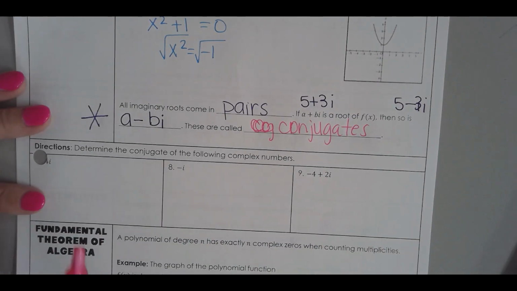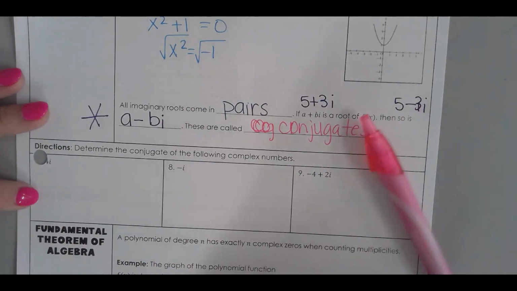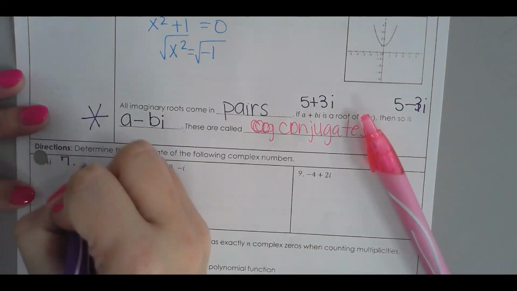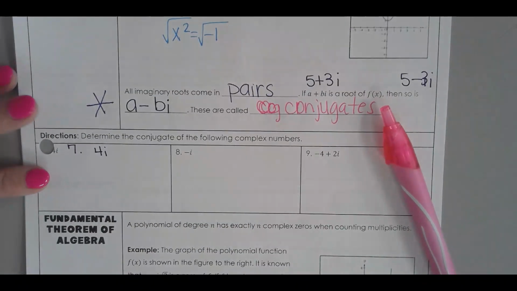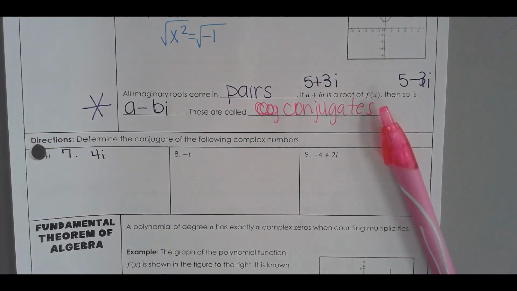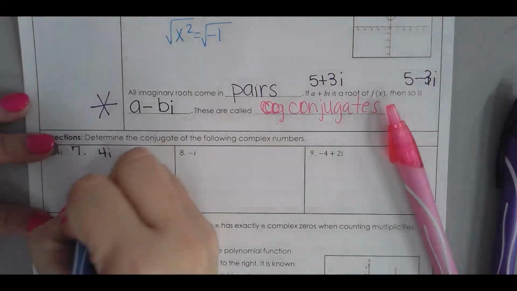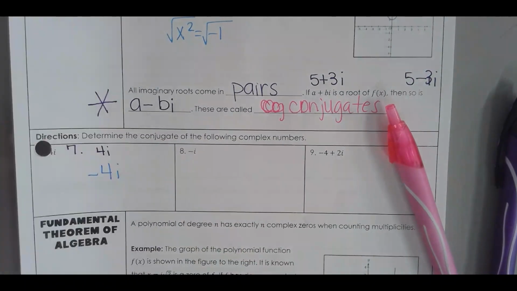I think question 7 is just 4i. So if I say find the conjugate of 4i, your answer is negative 4i. The conjugates change the sign. So 4i and negative 4i are conjugates. What do you think the conjugate of negative i would be? Positive i.